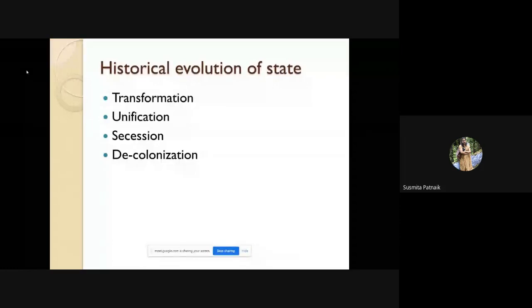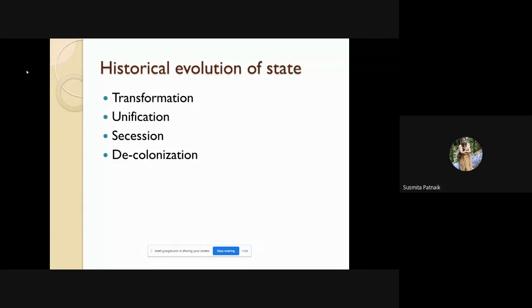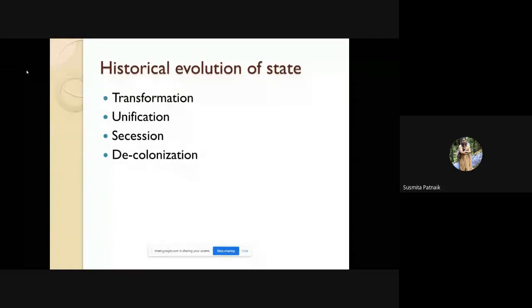That is called the process of unifications. Okay. The next one is called secession. So what is the meaning of secession here? Secession is nothing but the breakup, the breaking up. It means the opposite of unification. So what does the opposite of unification mean?